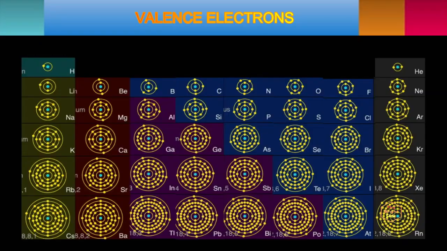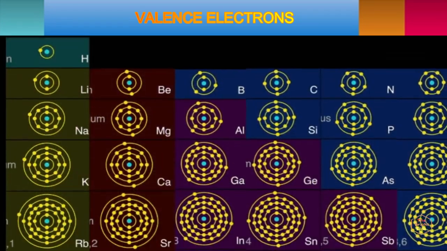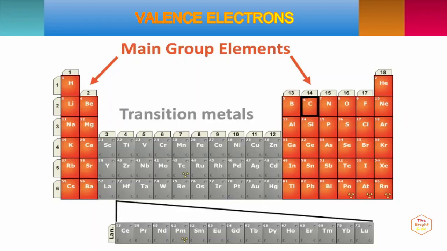If you were to take one of the main group elements and look at their outer shells, you would begin to see some patterns, especially when you look down the columns. This area in red is what I mean when I say main group elements. We are basically excluding the lanthanides and actinides and the transition metals.